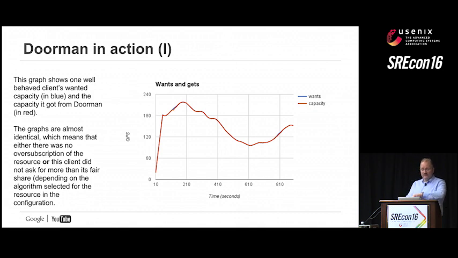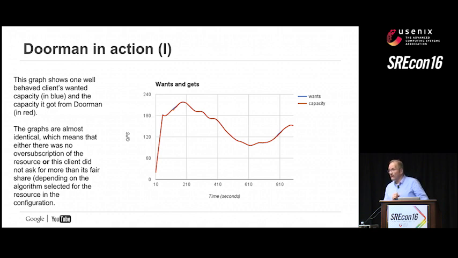So we ran Doorman a couple of times and exported some specifics. This graph shows you the behavior of one client, and it has 2 lines, a red line and a blue line. The blue line is the amount of capacity it wanted, and the red line is the amount of capacity it got. So you can see that basically the red line overlaps the blue line, so this means this client always got what it wanted.